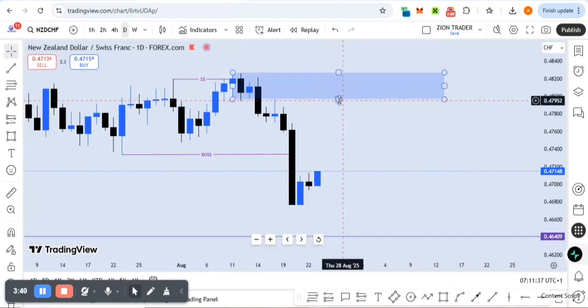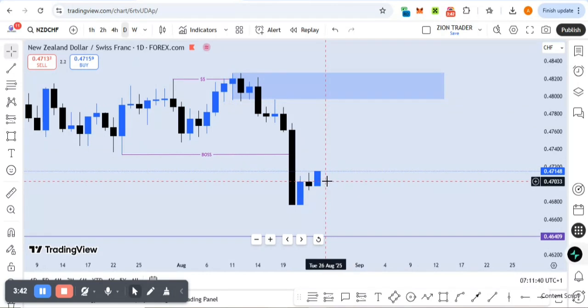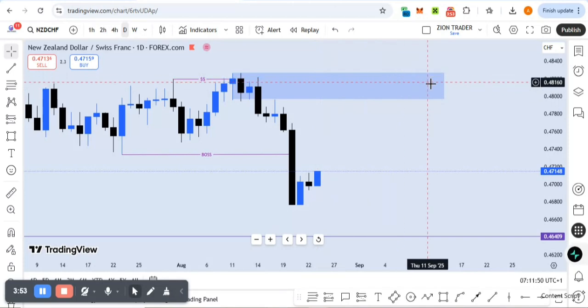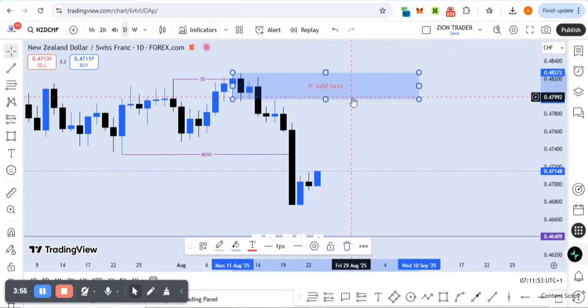However, while price is trying to retrace back to this point, we could also take some risk buys if we get some good buys, and I will update you guys if I get any buy trade from here. But if we don't get any, we are just going to wait until price gets to this point, and then we sell from this point. That is what we are waiting for, guys.